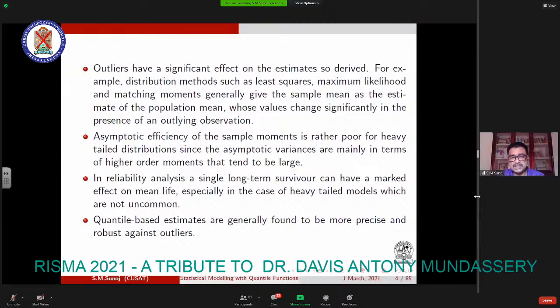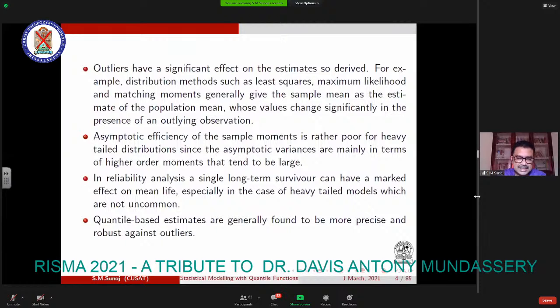So the presence of outliers often adds noise to the estimates because it controls the whole procedure, and on many occasions, because of the existence of outliers, the standard estimators may not be efficient. The asymptotic efficiency of the sample moments is rather poor for heavy-tailed distributions, since the asymptotic variances are mainly in terms of higher order moments and tend to be large. In reliability analysis, a single long-term survivor can have a marked effect on the mean life, especially in the case of heavy-tailed models, which are not uncommon.